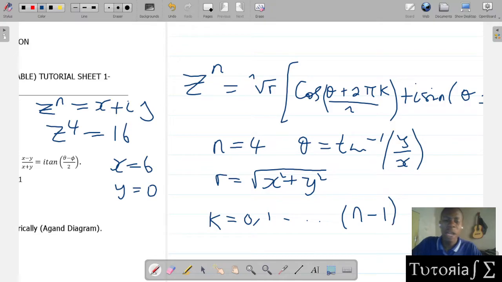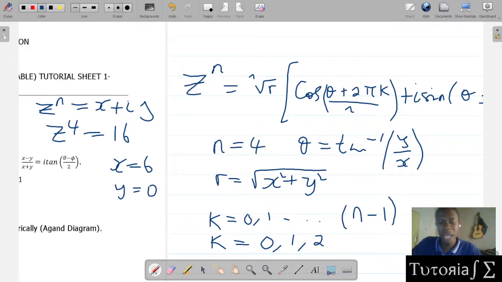If k is 0, what is the value of this right here? We'll be replacing here. If k is 0, theta will be a constant there, this will be 0, n will be constant there, and so on. I'm sure you have an idea from the complex numbers in second year. So this is from 0, 1, 2, and the last number is n minus 1.